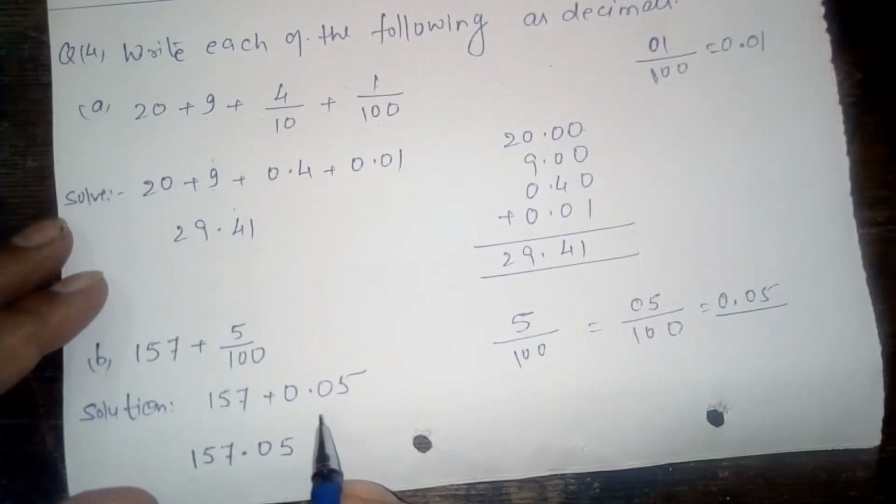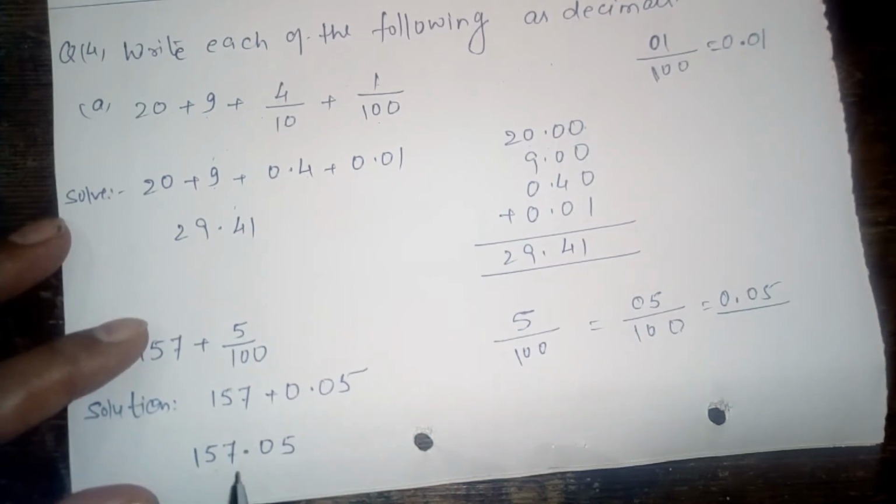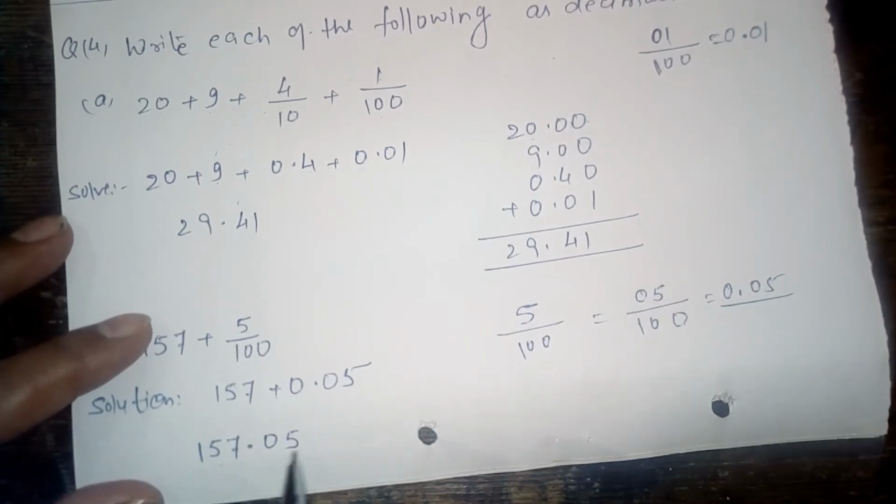This is 0.05. After adding we will get 157.05. This is the required answer of the given question.